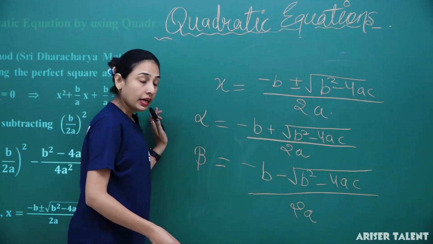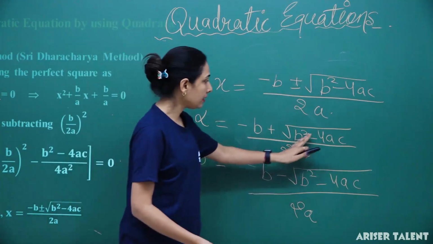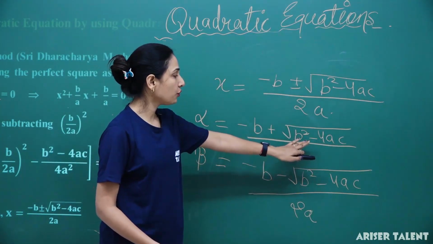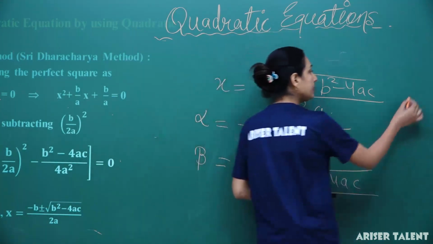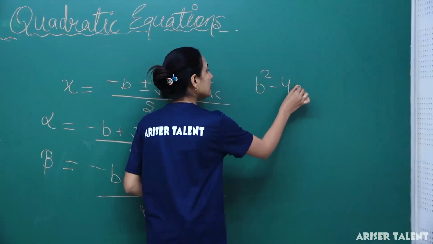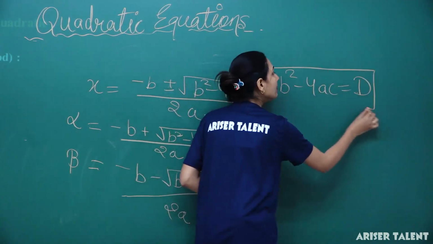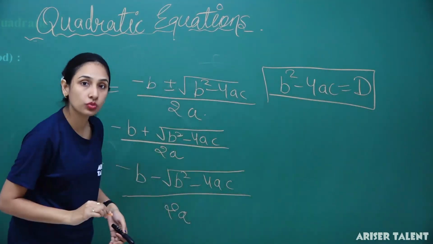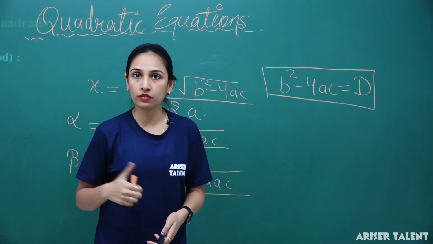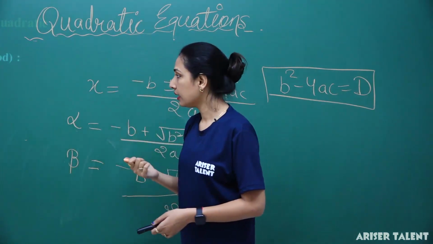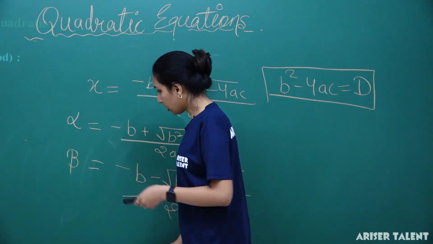Now here this complete term b square minus 4ac, we can cut it short with D, and this D will decide the nature of the roots. Okay, which we will study later in this section. Okay, so complete it till there.